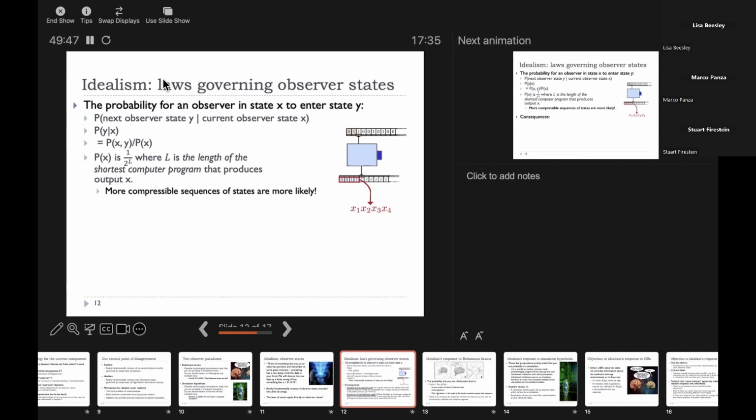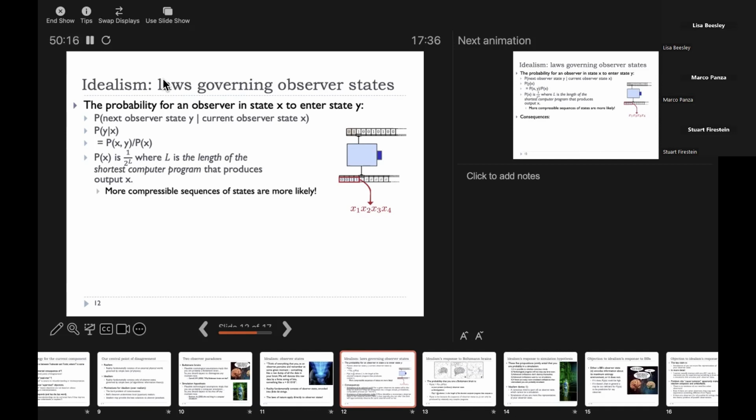Okay, so I've got a little image there of a monotone Turing machine that's producing X, and you're thinking about the shortest input, the shortest computer program that can get you that output. And that's what gives you L. And so the more compressible sequences of states are, the more likely, according to this theory. Okay, so that's the basic idea.